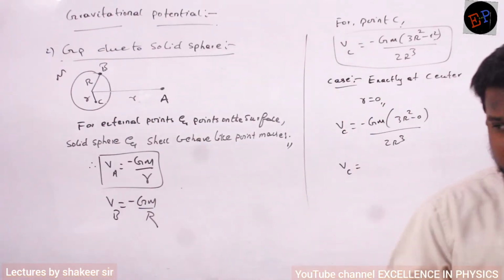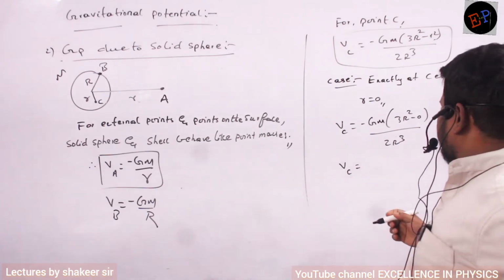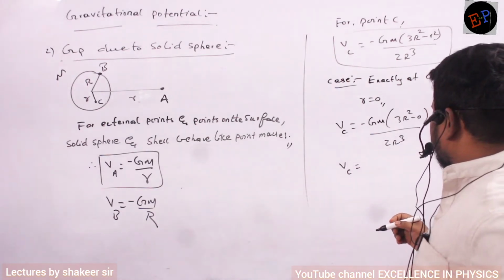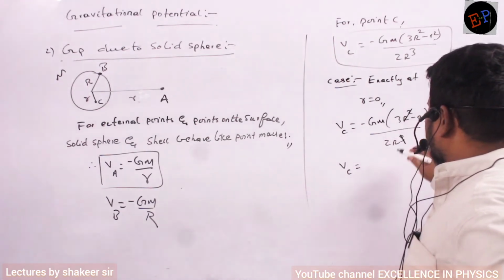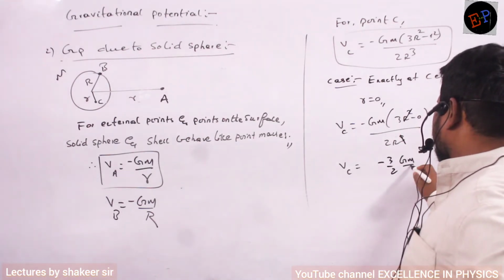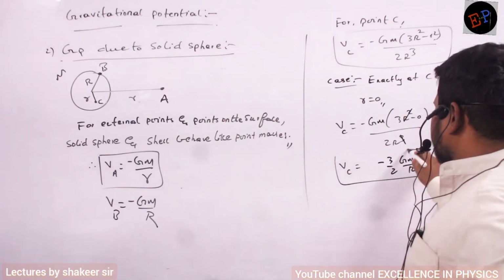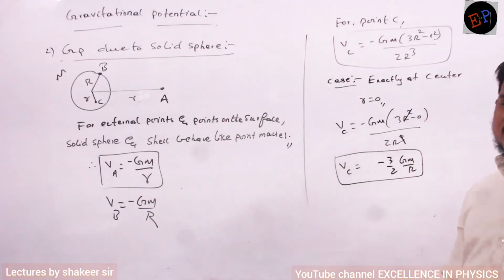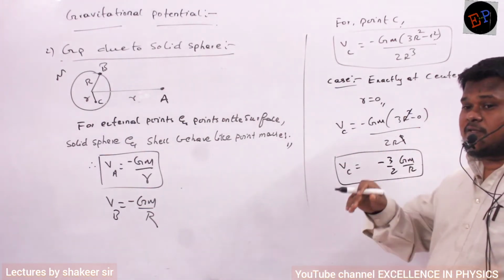So if I substitute 0, then what will I get? This R square and R cube will get cancelled, no? So 3 by 2, so minus 3 by 2 GM divided by R. So this is the equation to calculate gravitational potential exactly at the center of the sphere.